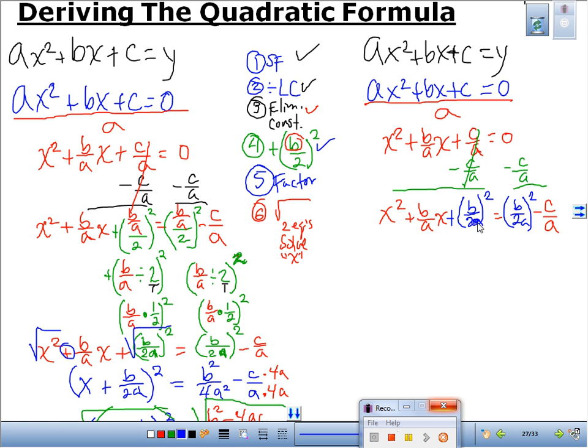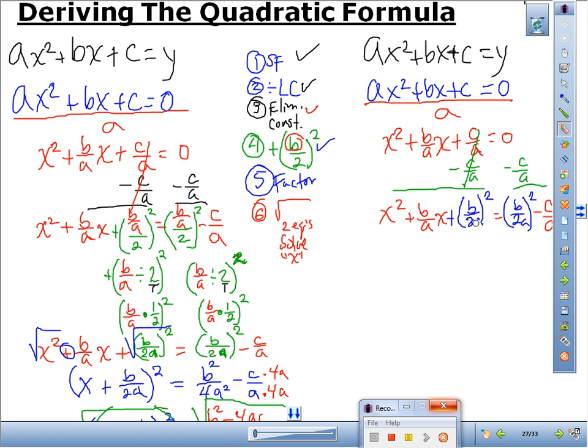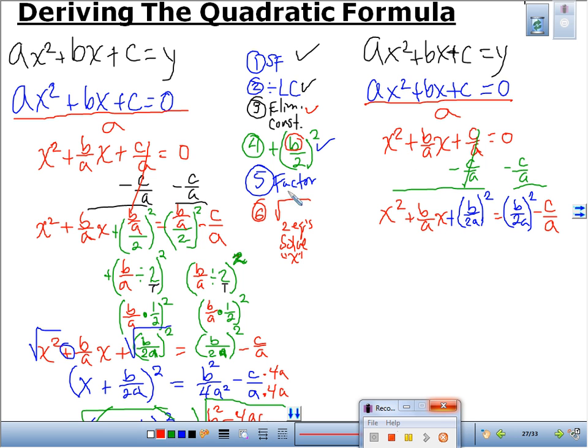2A. Hold on. Let me fix this really quick. 2A. Okay? Next step, step number 5. What do we do? Factor. So therefore we do square root of the first, which is x, square root of the last. What do we have left? B over 2A. What's the sign of the middle coefficient? Plus, this is squared, equals.